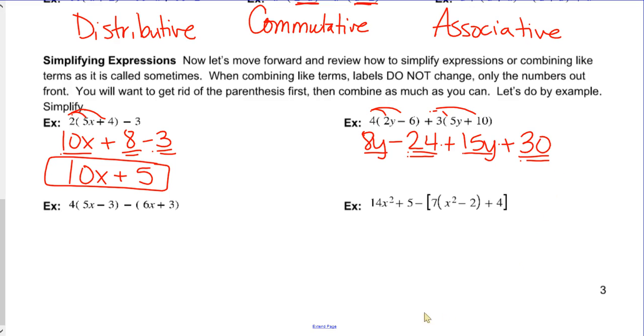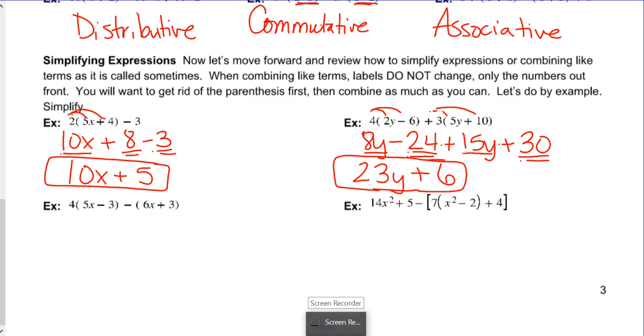So let's work with the y's. If I have a positive 8y, normally we don't write the plus here, plus the 15, again, number out front changes, but the label does not. So 23y. Then I'm going to do negative 24 plus that 30 gives me a positive 6. You can think of it also as 30 minus 24. It all kind of interchanges together, and we can see it in different ways. So 23y plus 6 would be my answer there.